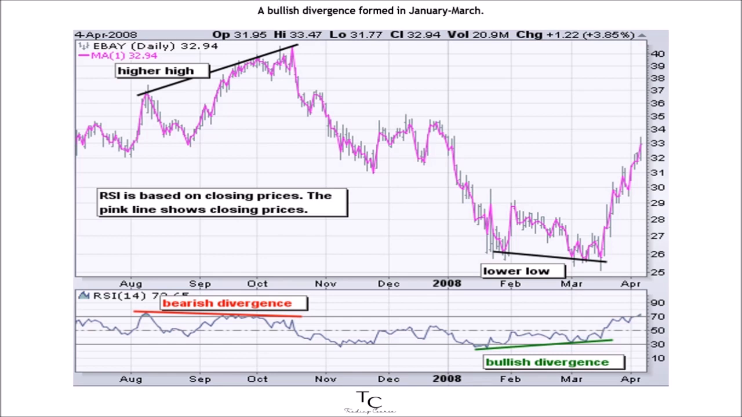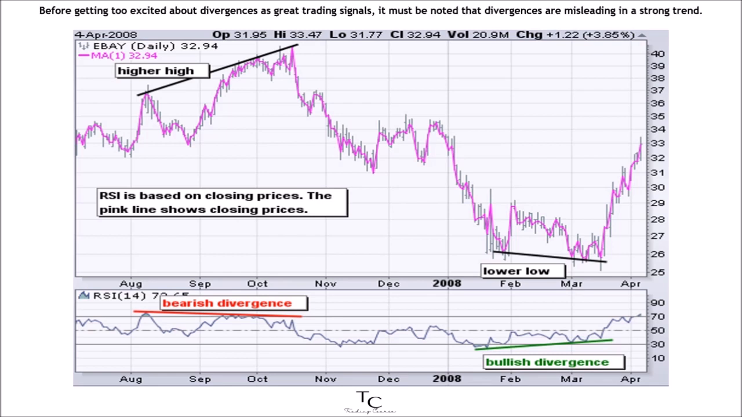A bullish divergence formed in January to March. The bullish divergence formed with eBay moving to new lows in March and RSI holding above its prior low. RSI reflected less downside momentum during the February to March decline. The mid-March breakout confirmed improving momentum. Divergences tend to be more robust when they form after an overbought or oversold reading.